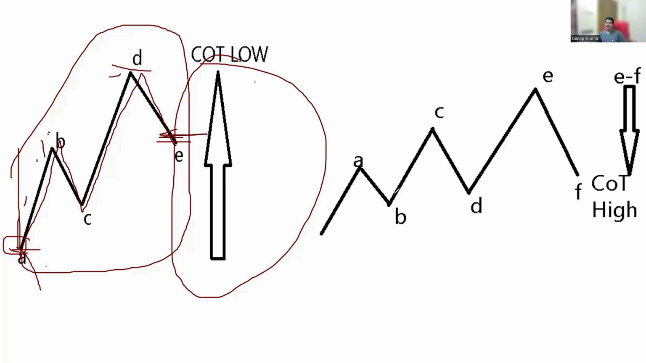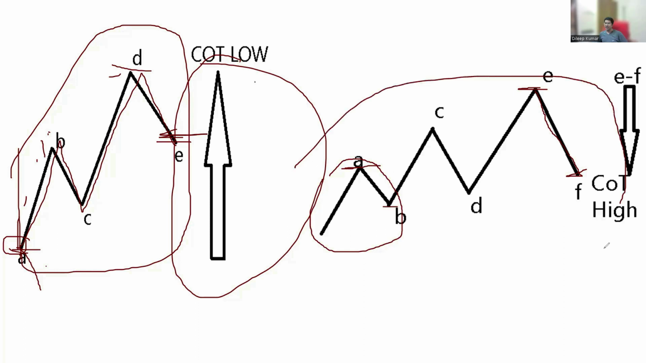So, what is COT high? Now, this is the highest point. E point is the highest point from the current price. This is the COT high. This is also a COT high. If you take this as an individual thing, from this point to this point is a COT high. But since this is the total 5-minute candle, we are not taking this. We are taking from the highest point to the current price.